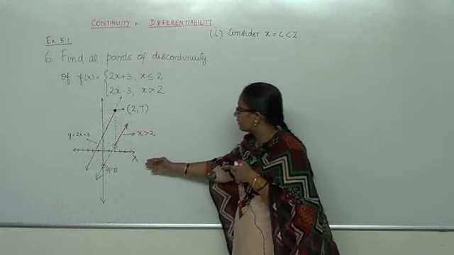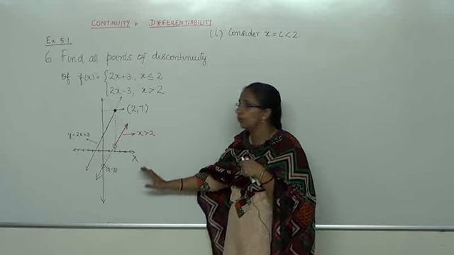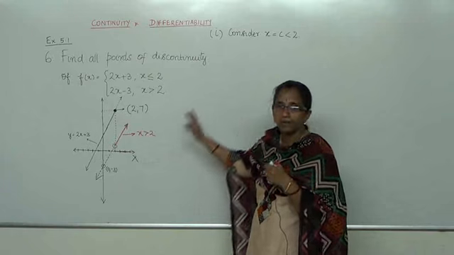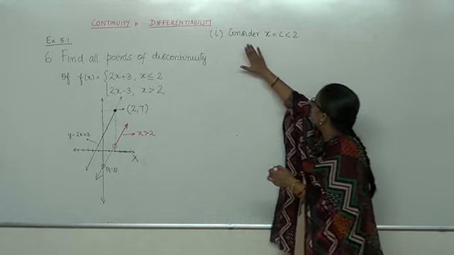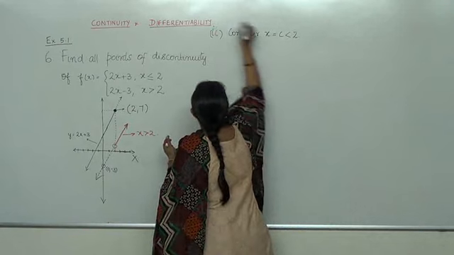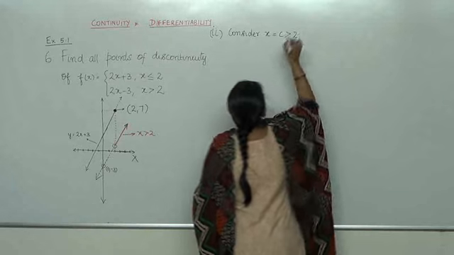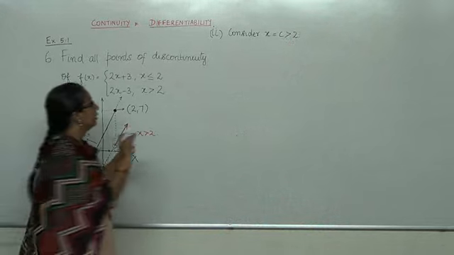Okay, so graphical representation is a better visual representation of continuity, through which you can understand continuity better than even the mathematical way of understanding continuity. Okay, now let's go back to consider x is equal to c greater than 2.